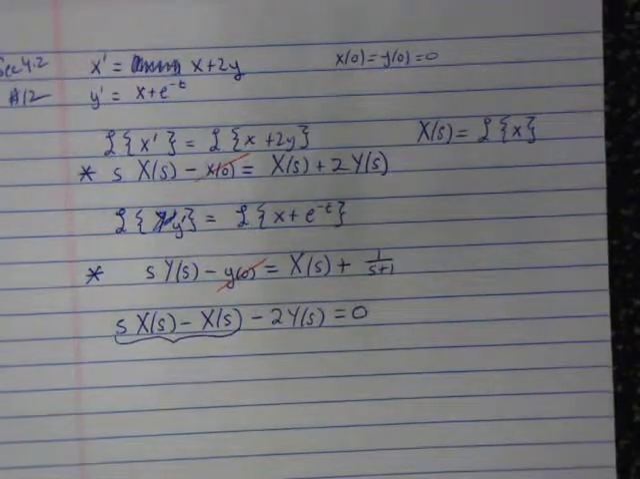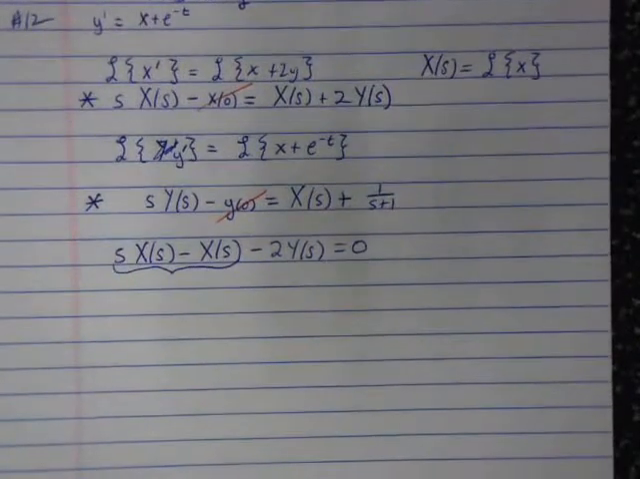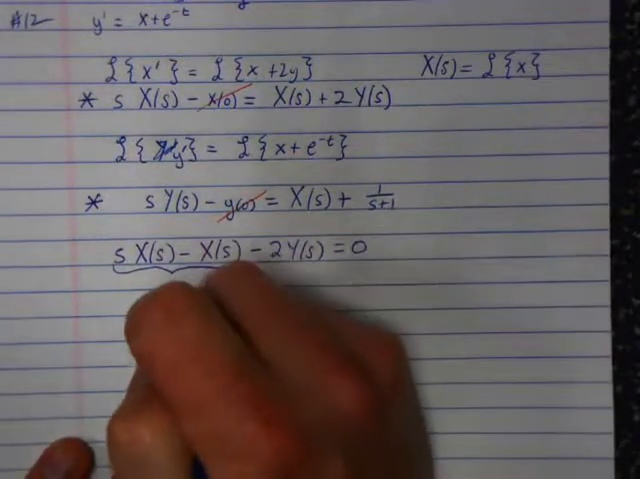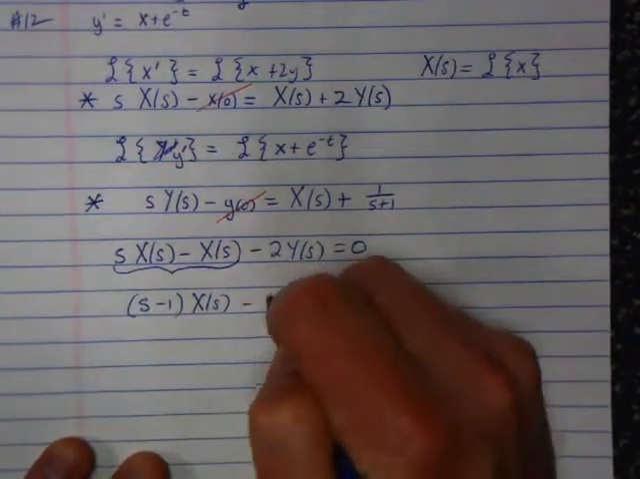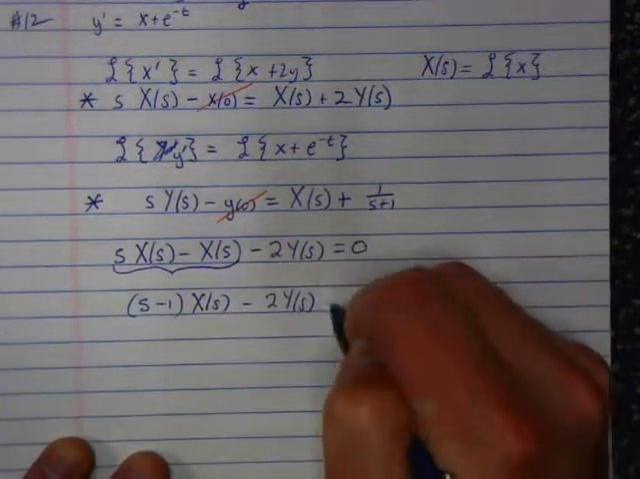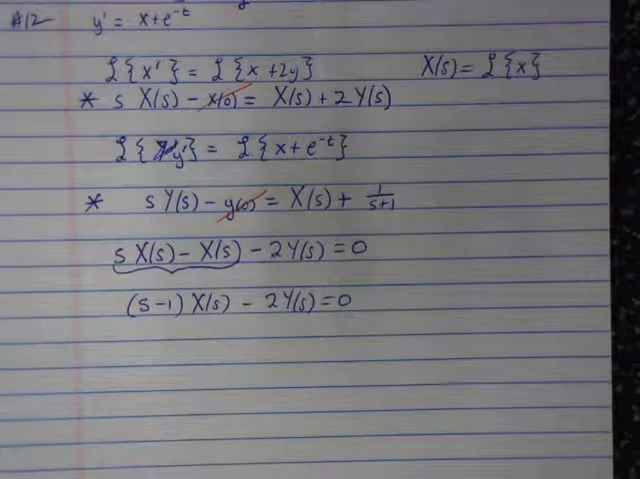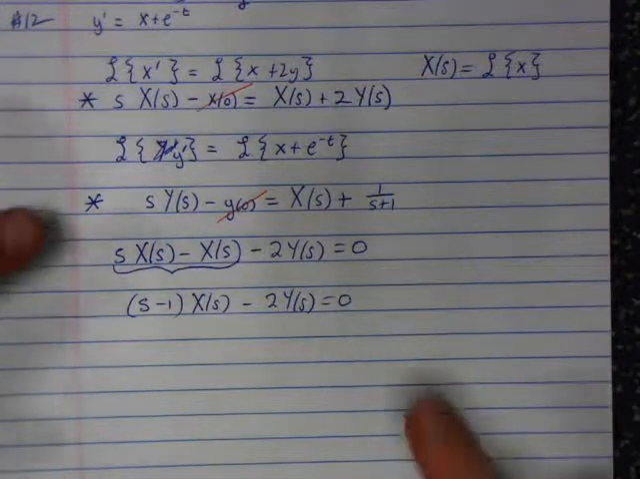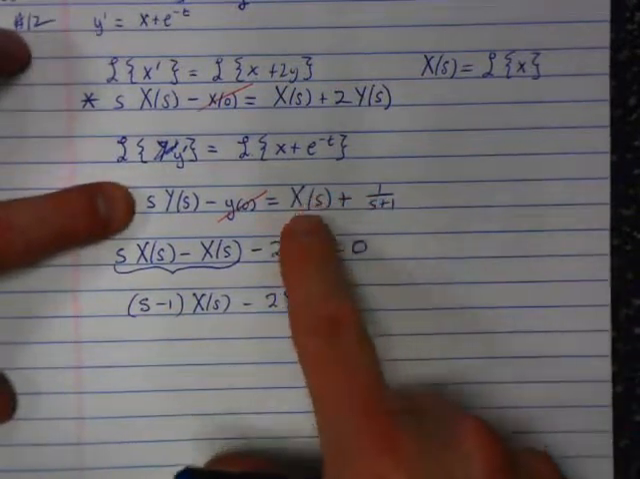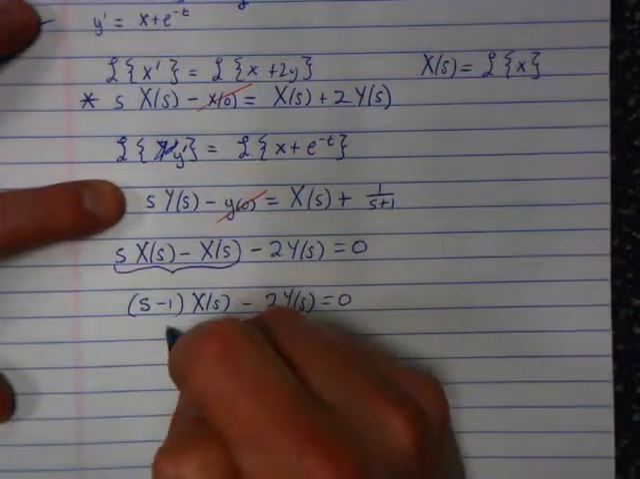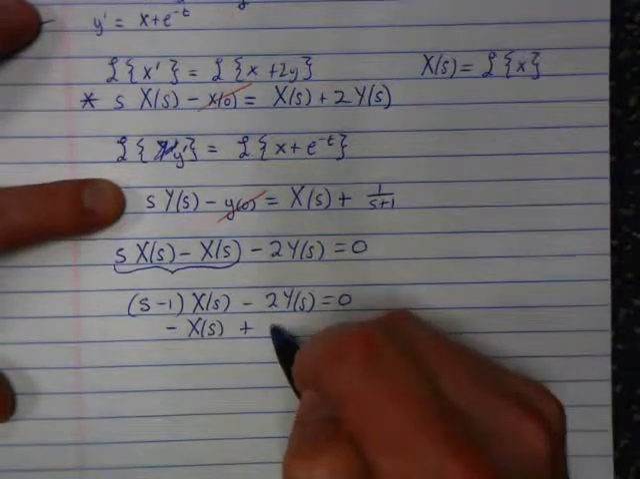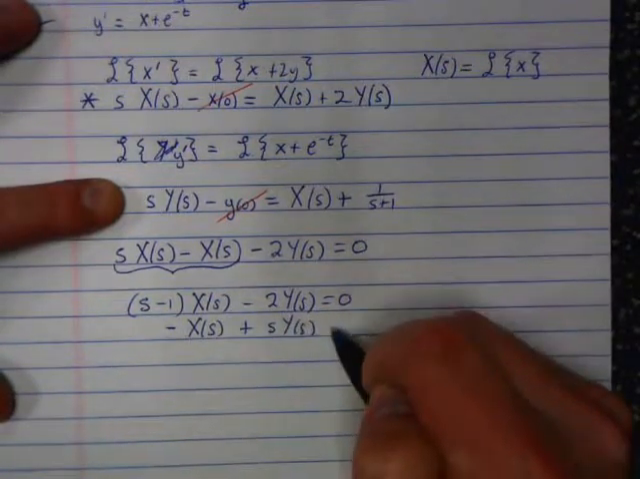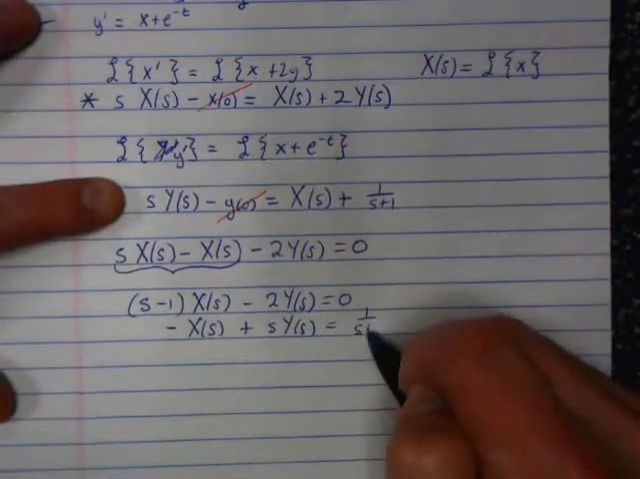What can I do with those first two terms? I can factor out an X of s. So I'm going to write this equation as (s minus 1) times big X minus 2 big Y equals 0. And then the second equation, I'm going to subtract the big X. So I'm going to have minus big X plus sY(s) equals 1 over s plus 1.